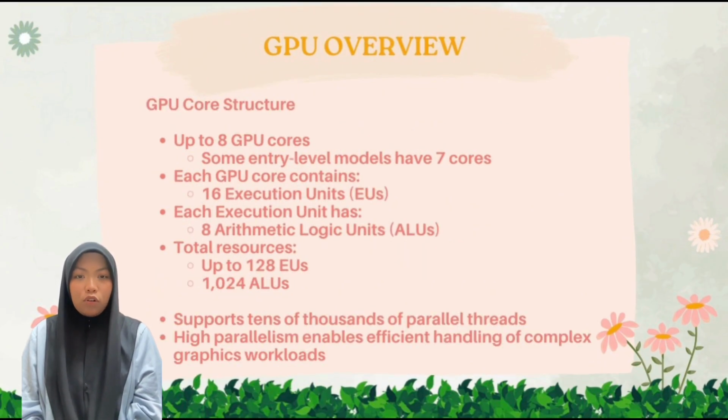Each GPU core is organized into 16 execution units (EU), and every execution unit contains 8 arithmetic logic units (ALU). This architecture results in a maximum of 128 execution units and 1024 ALUs, enabling the GPU to support tens of thousands of parallel threads simultaneously. The extensive parallelism allows the M1 GPU to efficiently handle complex graphical computations and highly parallel workloads.